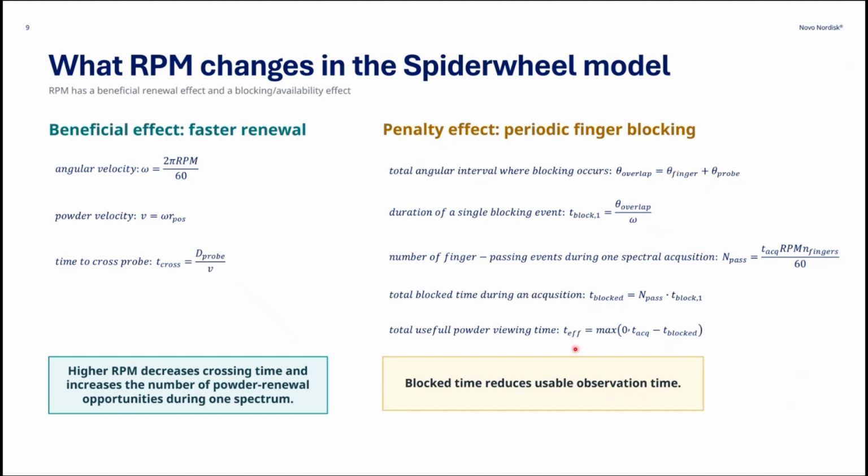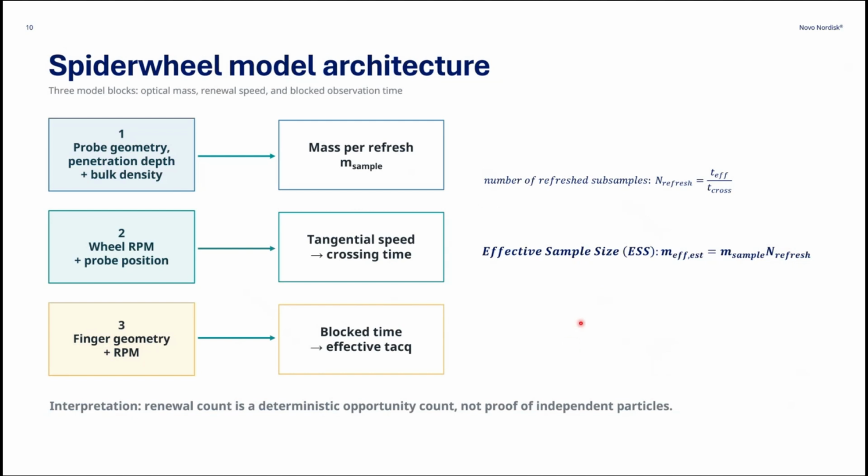And then finally we can derive what we call the effective powder viewing time. So it's the total acquisition time minus the time it's blocked, and then I put in some maximum in order to handle extreme blocking situations. So this is the effective time we have powder in front of the probe during the spectral acquisition. And now we have all the components we need.